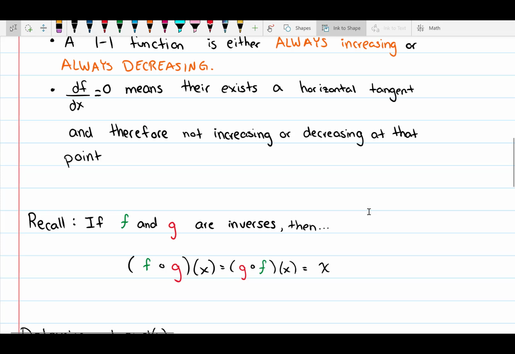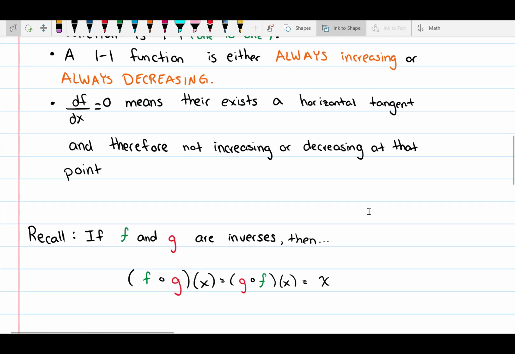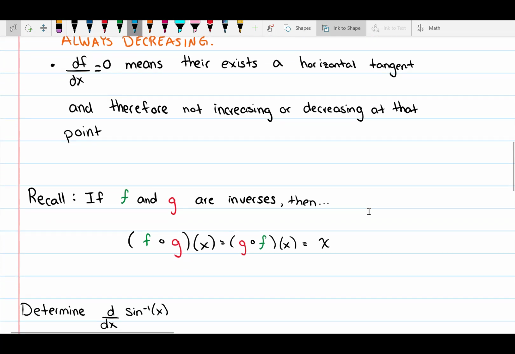So you also need to recall, if f and g are inverses, then f of g of x is equal to g of f of x, which is equal to x. Another way we write this is f of g of x is equal to g of f of x, which is equal to x. And this is only true if they are in fact inverses. If any of this is confusing, you need to go back and do a refresher course on inverse functions.